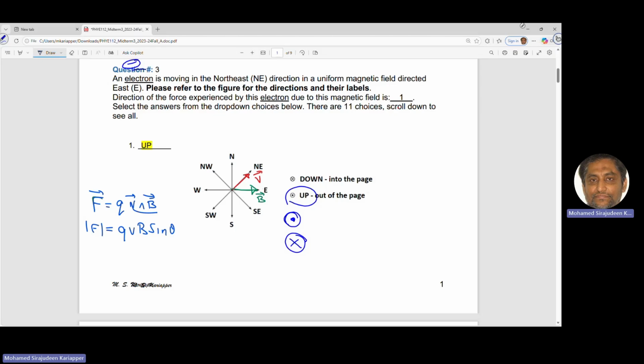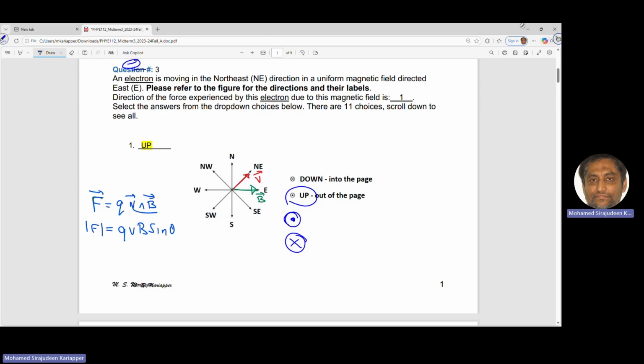If you keep like that, can you curl towards B? No, you cannot. If you keep like that, you cannot. So you can keep this way, you can. If you keep this way, you're going to curl. The curling must be done in this plane.